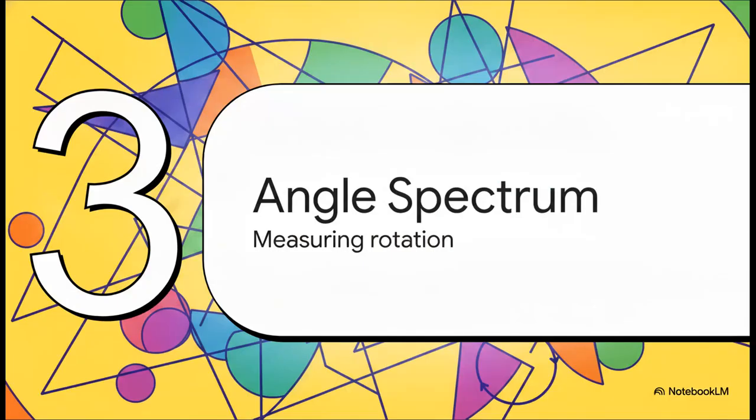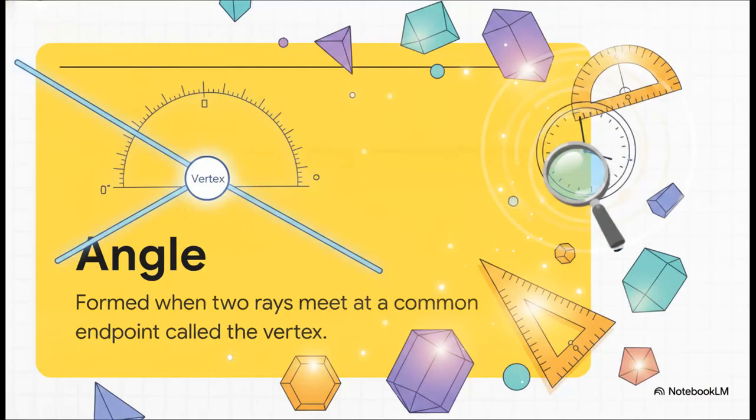Section 3, the angle spectrum. Now that we've bent the rules and crashed lines together, we've created the fascinating spectrum of angles. By making lines meet, we open up a whole new world of measurement. Before we look at that spectrum, though, let's define what we're actually looking at.